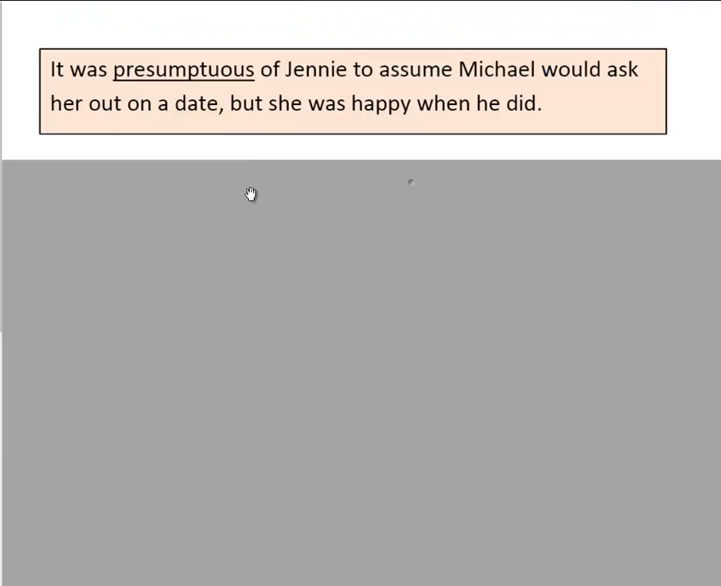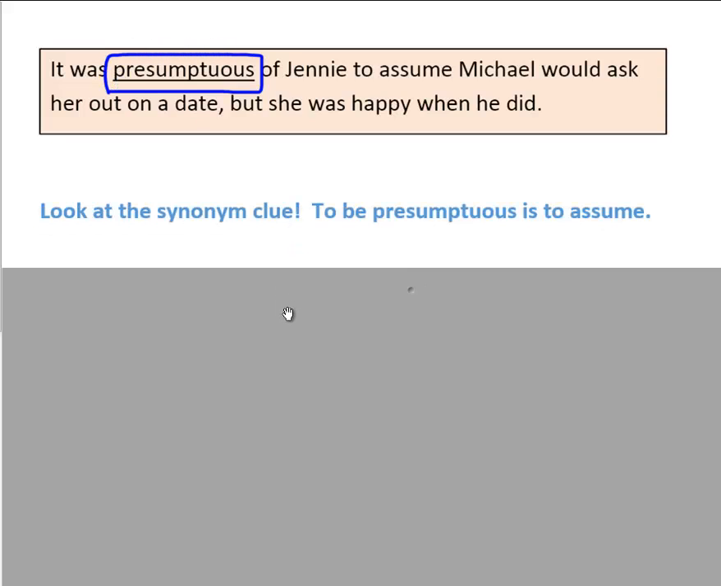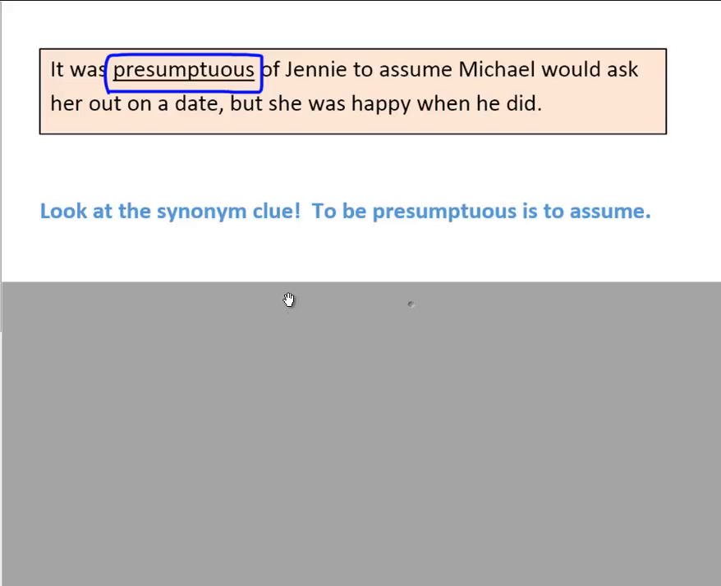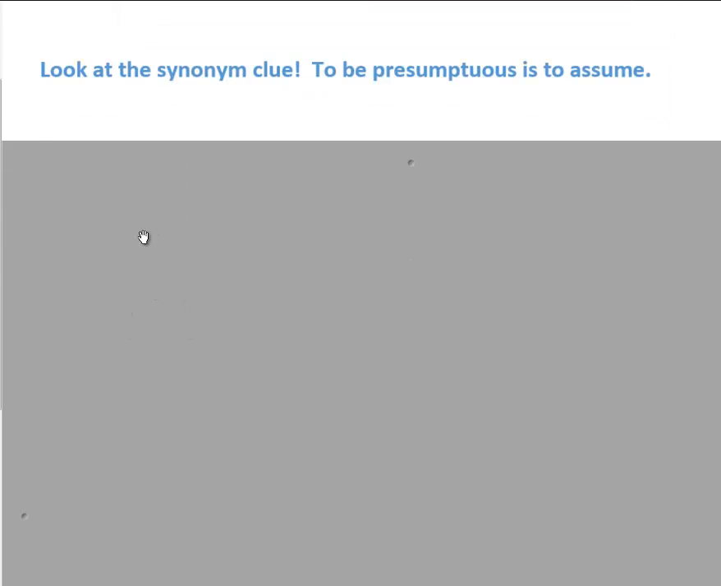How about this one? It was presumptuous of Jenny to assume Michael would ask her out on a date, but she was happy when he did. Can you use your context clues to figure out what the word presumptuous means? Here you want to look at the synonym clue. To assume. It was presumptuous of Jenny to assume Michael would ask her out on a date. So there we had a synonym context clue.